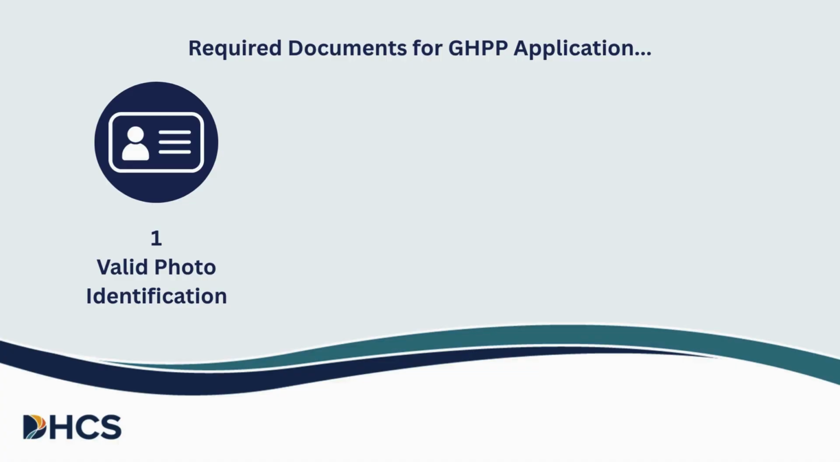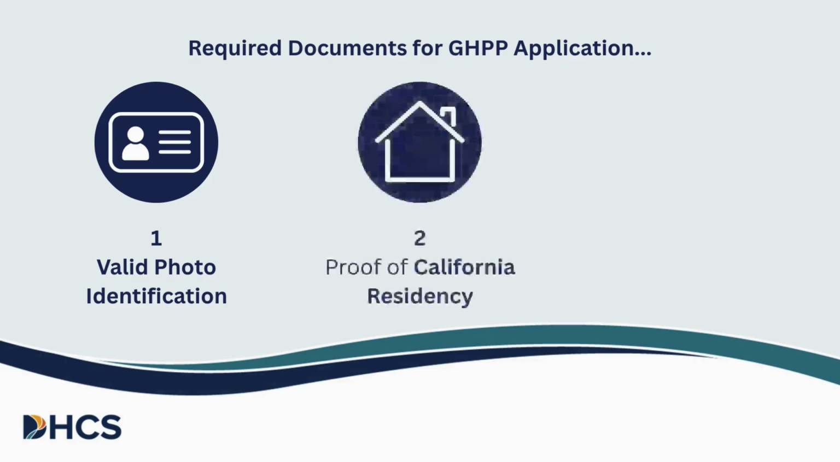Secondly, we require proof of residence. GHPP clients must physically reside in California and not in another state or country. This proof of residence may come in such forms as, say, a utility bill, lease agreement, or voter registration. The proof should show your name and the same residential address that you listed on your application. P.O. boxes or printed addresses that do not show your name do not count as proof of residence.